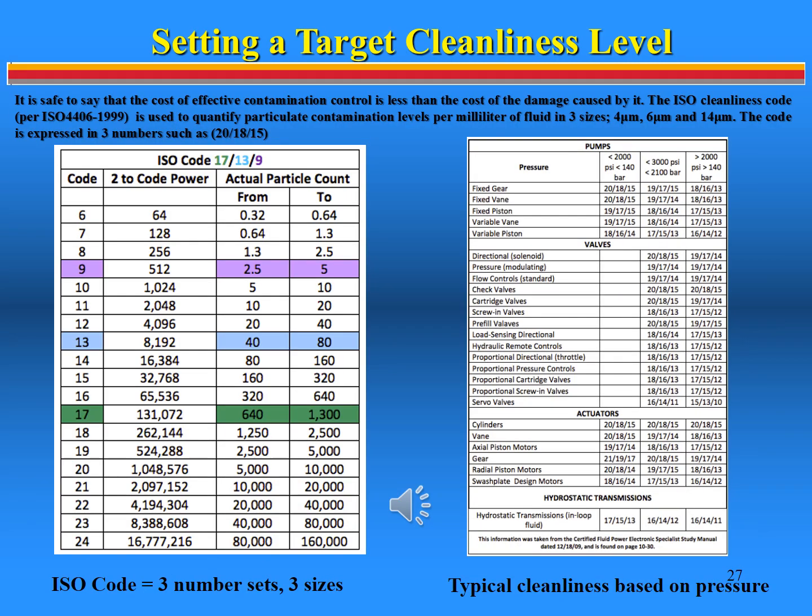ISO codes seen in the chart on the left are basically a three-number set, each number representing a particle size in microns and three different sizes. The code determines the set that you use.